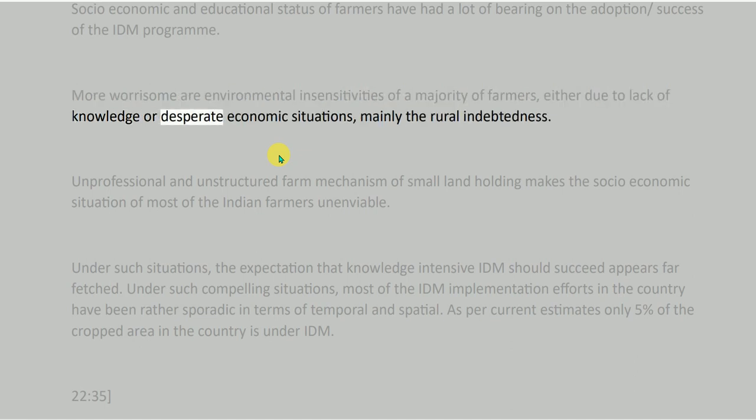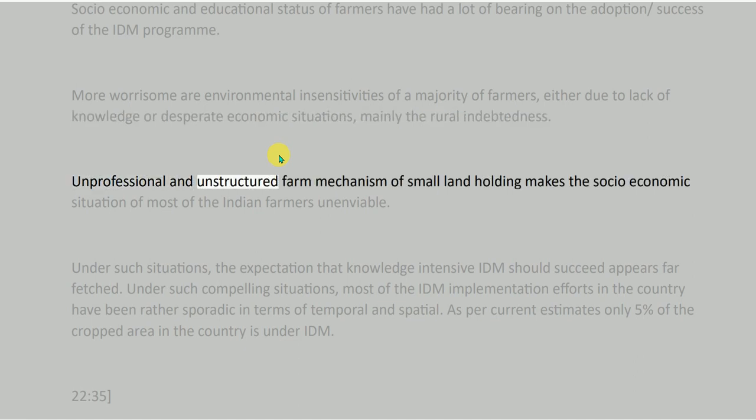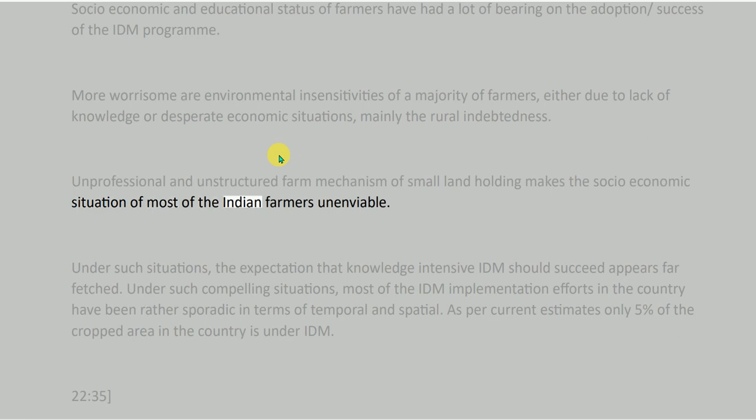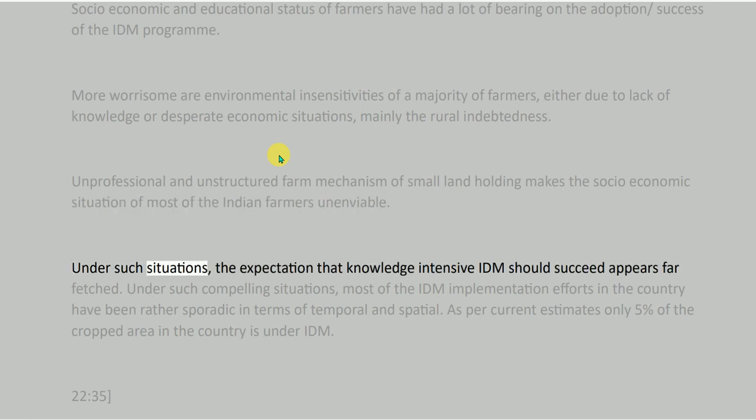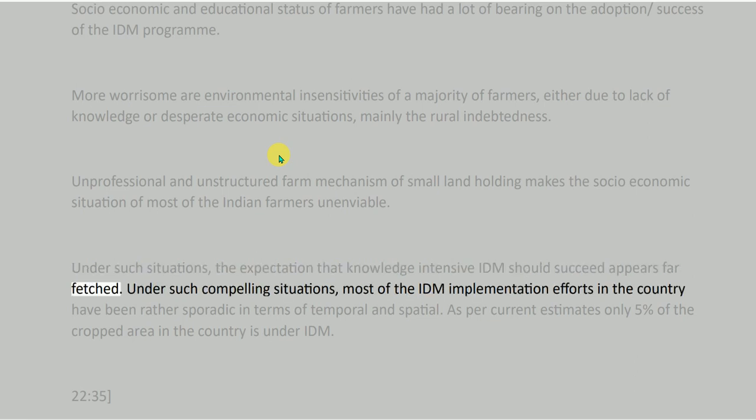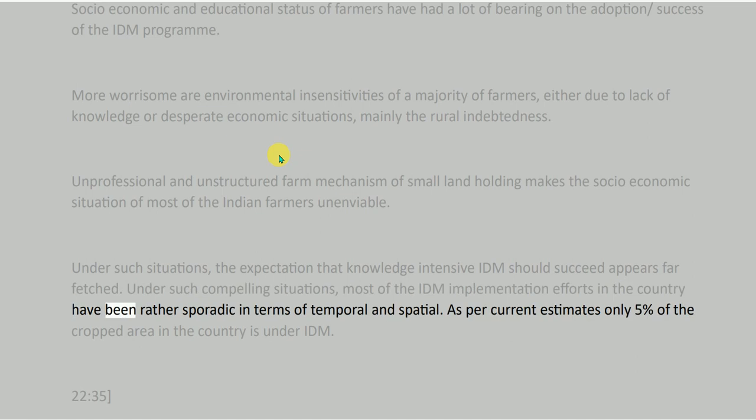Unprofessional and unstructured farm mechanism of small land holdings makes the socio-economic situation of most of the Indian farmers unenviable. Under such situations, the expectation that knowledge-intensive IDM should succeed appears far-fetched. Under such compelling situations, most of the IDM implementation efforts in the country have been rather sporadic in terms of temporal and spatial. As per current estimates, only 5% of the cropped area in the country is under IDM.